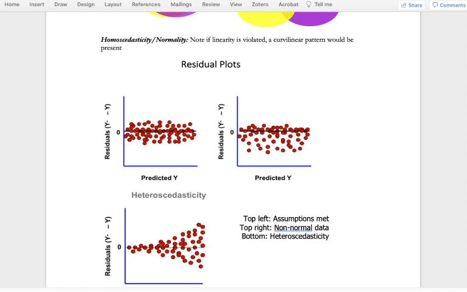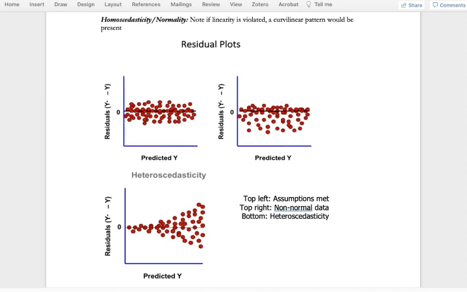On this bottom left, we have another situation. So here, we're having a case where, as predicted y is increasing, the error is getting much wider. So we have this fan shape. It's fanning out. So the model is very good for these smaller values of the predicted y, but gets pretty bad after.